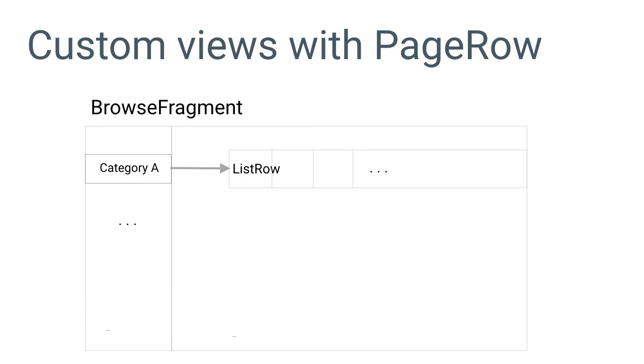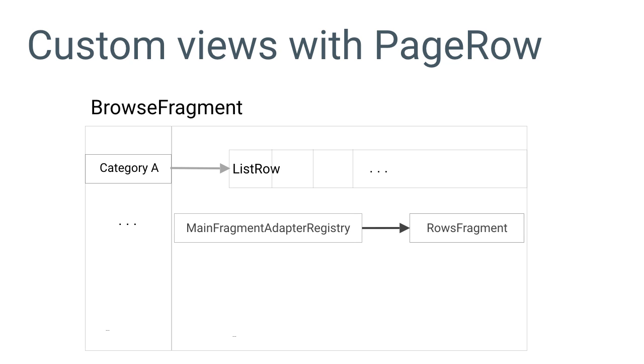Typically, developers will pair the header item with list row, which represents a collection of items. Now, BrowseFragment internally maintains a registry which maps each row type to a corresponding factory. In this specific case, we map the list row to rows fragment, which knows how to render each individual item in a set of cards in a horizontal grid.